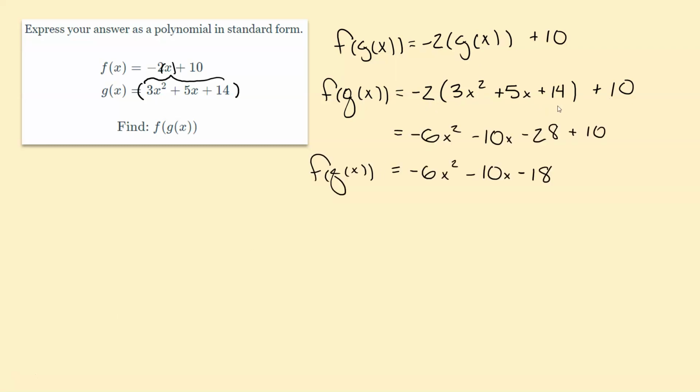So first thing I did was distribute the -2. So 3x squared times -2 is -6x squared. -2 times 5x is -10x. -2 times 14 is -28. And then you can combine like terms. The -28 plus 10 gives you -18. So f of g of x equals -6x squared minus 10x minus 18.